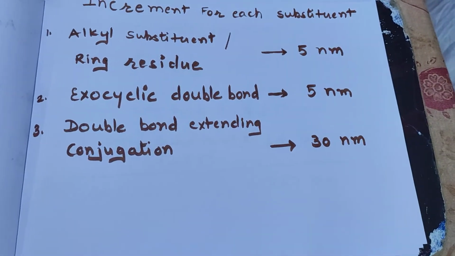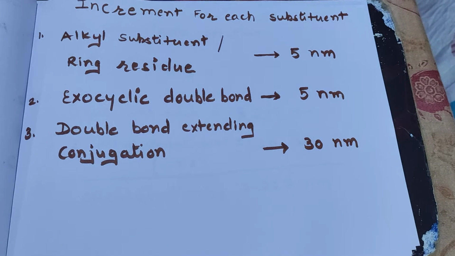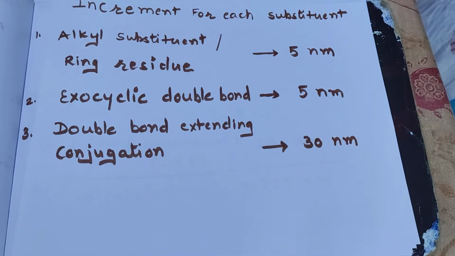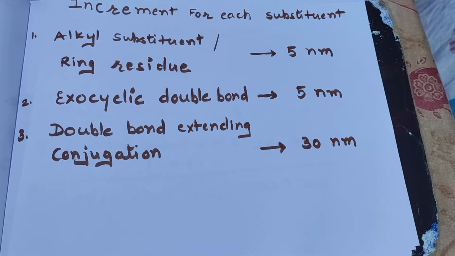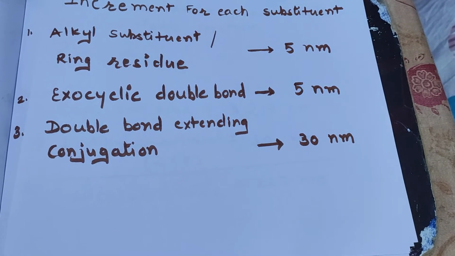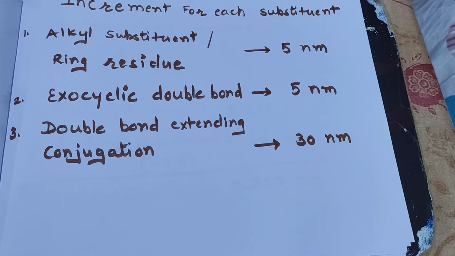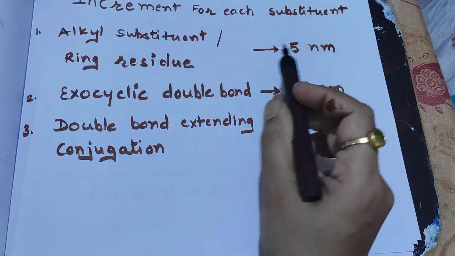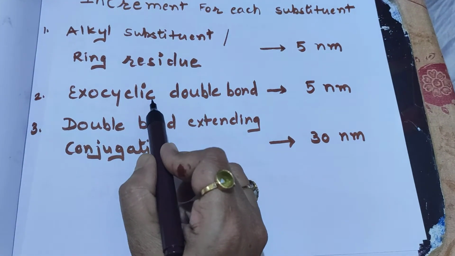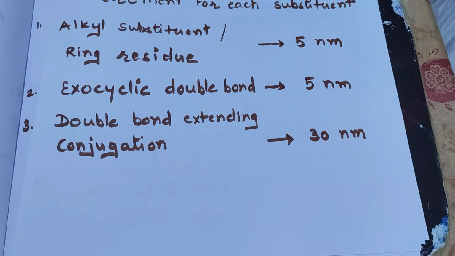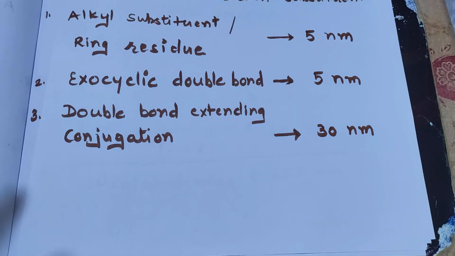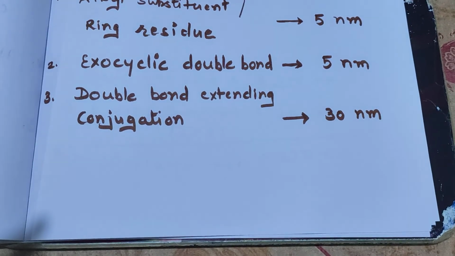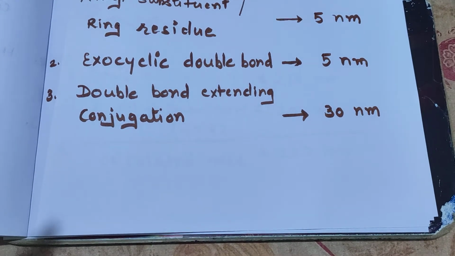There are certain values for the increment of each substituent. For example, for an alkyl substituent or ring residue, the increment of lambda max is 5 nanometer. For an exocyclic double bond, the increment is 5 nanometer. For a double bond extending the conjugation, the value is 30 nanometer.